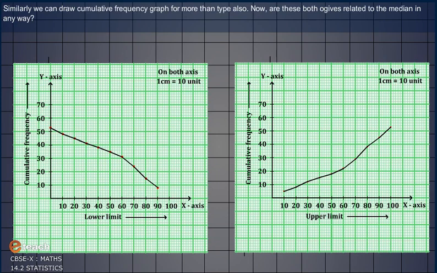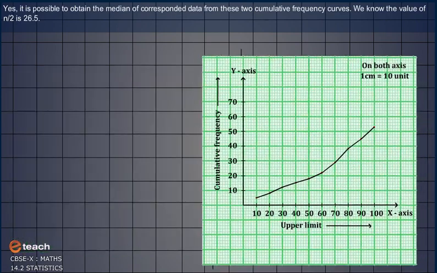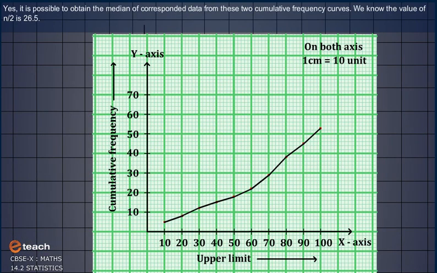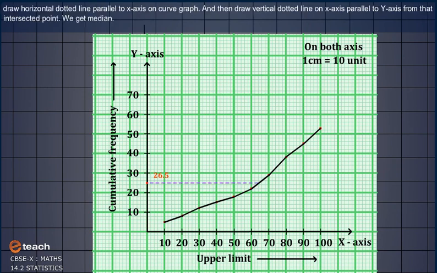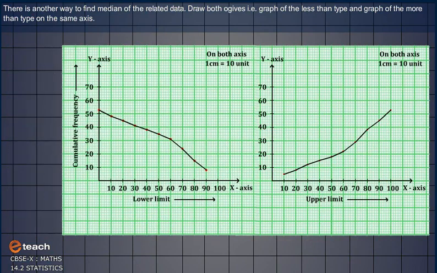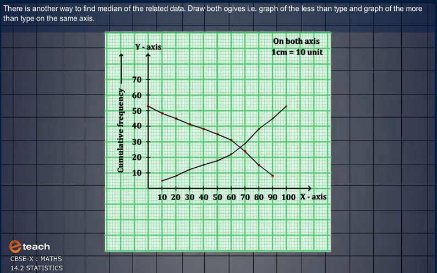Now, are these two ogives related to the median in any way? Yes, it is possible to obtain the median of the corresponding data from these two cumulative frequency curves. We know the value of n by 2 is equal to 26.5. Draw a horizontal dotted line parallel to the x-axis on the curve graph and then draw a vertical dotted line on the x-axis, parallel to the y-axis, from that intersection point. We get the median.